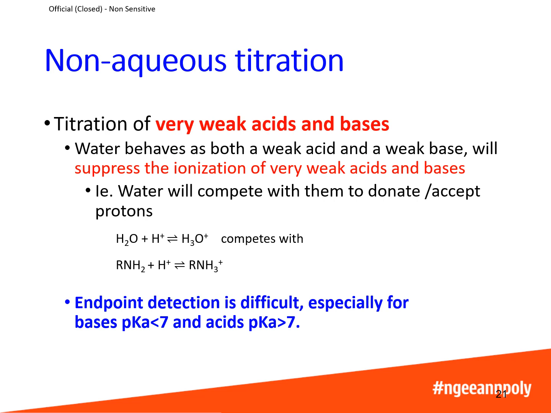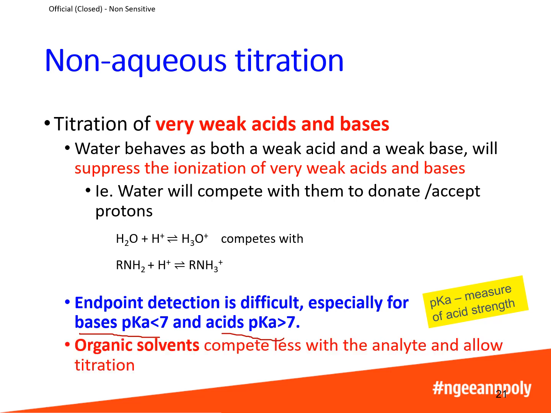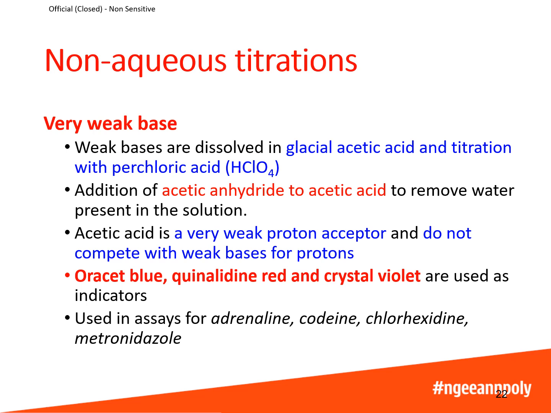So if we were to perform titration of weak bases and weak acids in water, the detection of the endpoint would be difficult, especially for bases with pKa less than 7 or acids with pKa more than 7. Just a quick reminder, pKa is a measure of acid strength. So the lower the pKa, the stronger the acid, and the higher the pKa of a base, the stronger the base. So here we are referring to very weak bases with pKa less than 7 or very weak acids with pKa more than 7. In comparison with water, organic solvents would compete less with the analyte and allow for acid-base titration to take place.